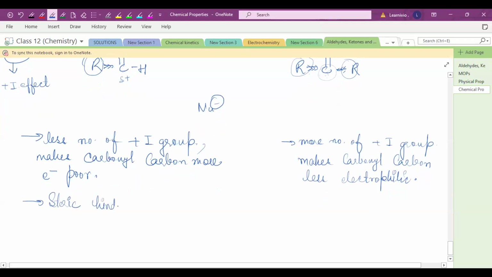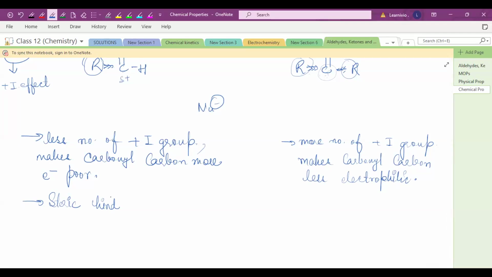Yes, Jobita. More number of plus I groups. Yes, Jobita, complete your question. No, ma'am, I had a doubt. I thought it was like a negative I group. So, no, plus I group.